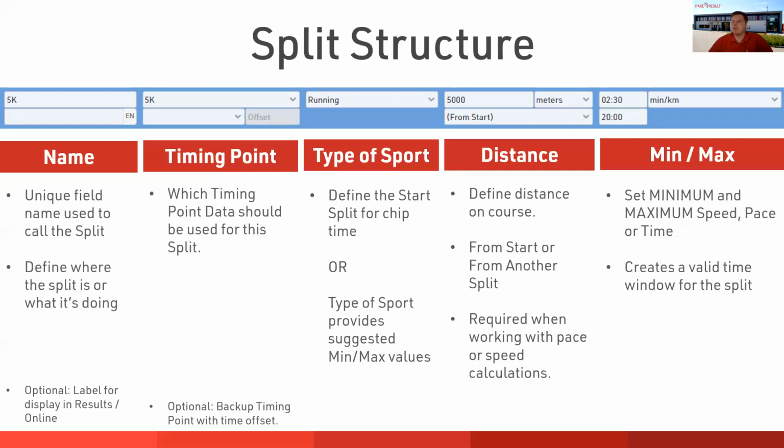The second setting is the timing point. Quite obvious, you decide which timing point data should be used for this split. And you can also optionally define a backup timing point and then also give an offset. And only if you don't receive a detection from your main timing point, the software will take a detection from the backup timing point and apply the offset, which can be negative or positive, depending on where you set up your backup timing point. So sometimes you have a backup a few meters before the 5K mark. Sometimes you have it a few meters behind the 5K mark. So that way you can regulate that a bit.